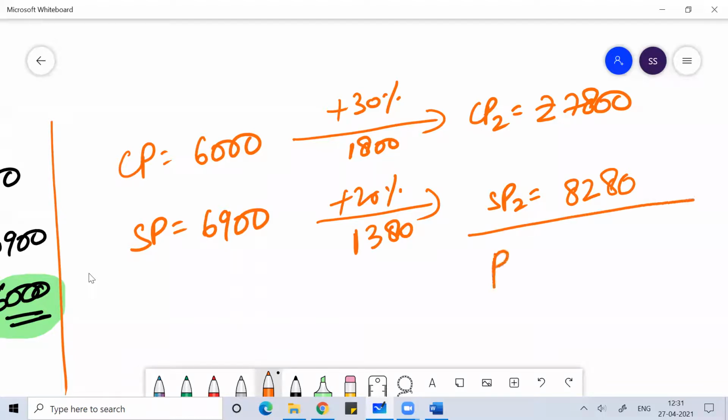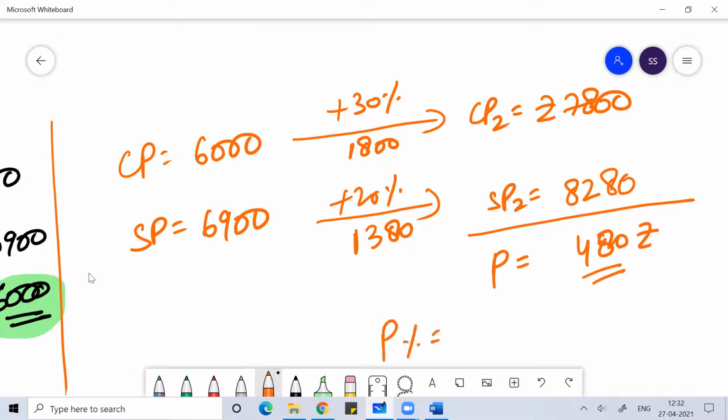So you can find the profit. What is your profit? That would be 380, I guess. Then it would be 480, not 380. This would be 480. So 8280 minus 7800, you'll get 480 profit.